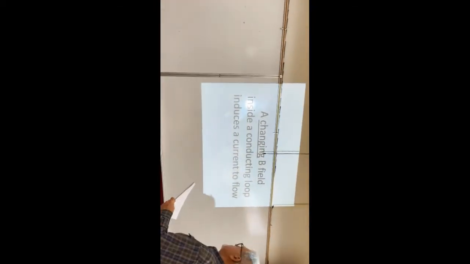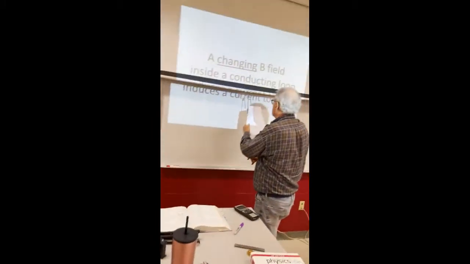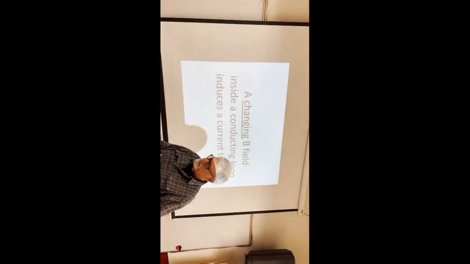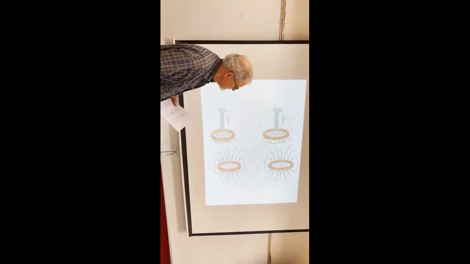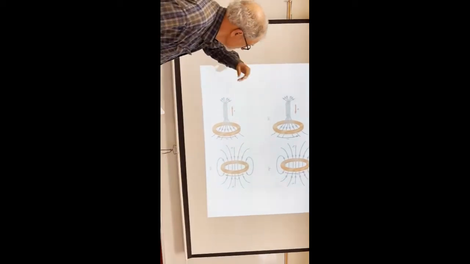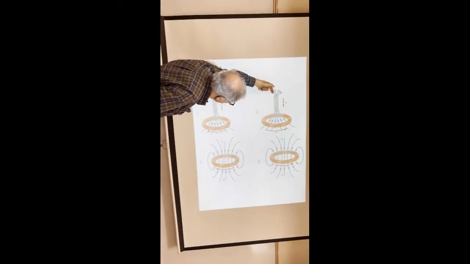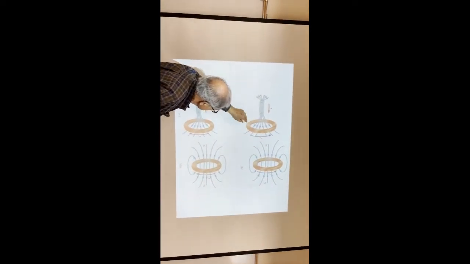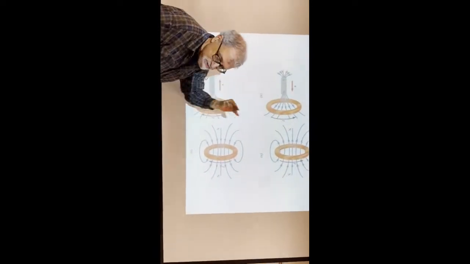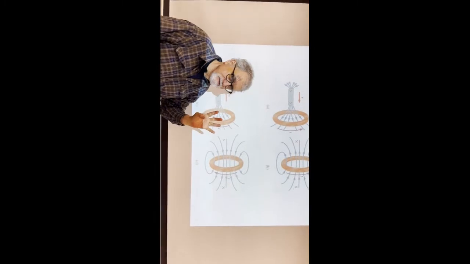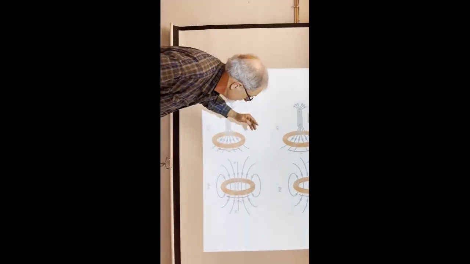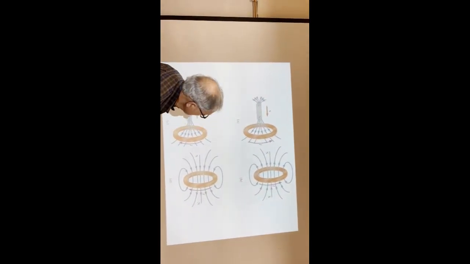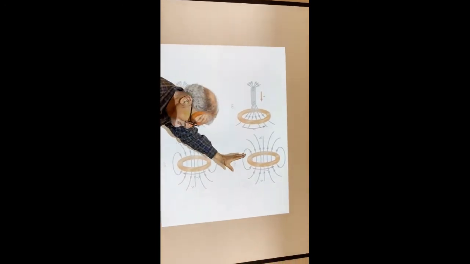All right, so a changing magnetic field inside a conducting loop induces a current to flow. And we just saw it's called electromagnetic induction. Here is a magnet, north pole like this, going in. Out here, the field is weak. Remember, Faraday symbolized the intensity of the field by how close together the lines are. As you move it in, the magnetic field becomes more and more intense. That induces a current, which we'll get to more later.